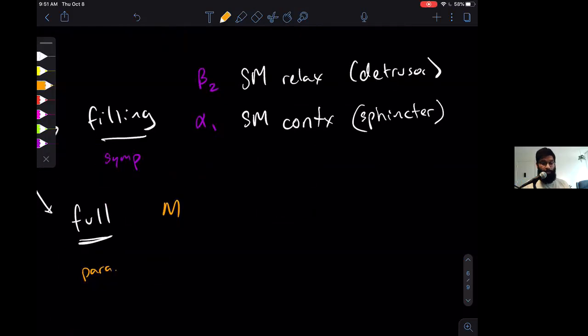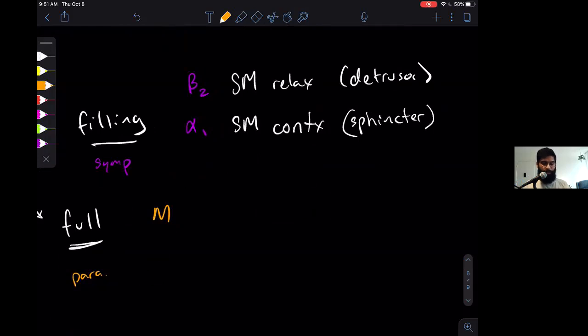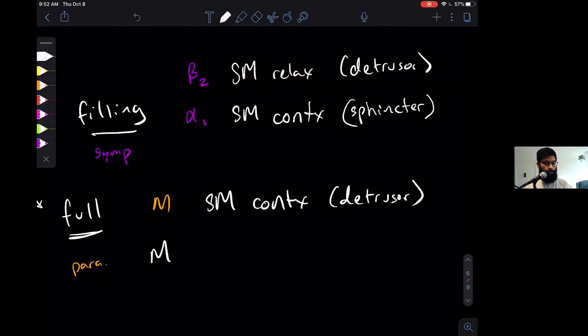Now, for the muscarinic, we're going to have the opposite, and this is the parasympathetic action of it. So we're going to have smooth muscle contraction of the detrusor. And as you can imagine, this is probably M3. And we're also going to have smooth muscle relaxation of the internal sphincter.